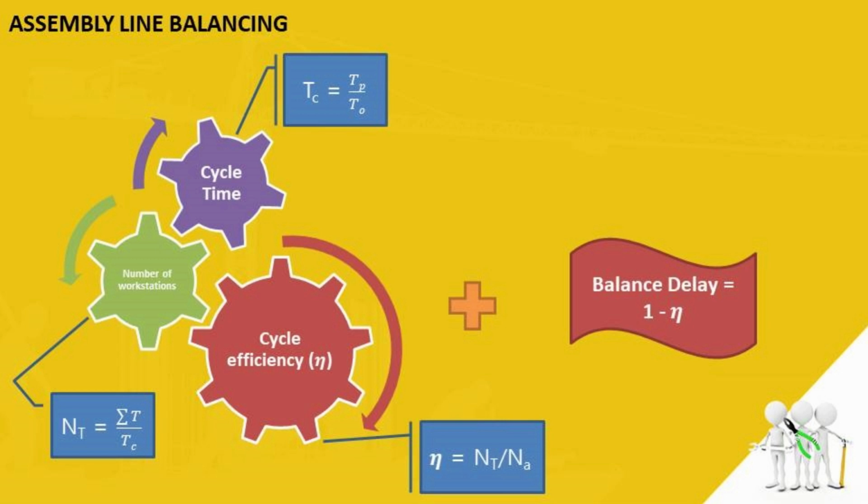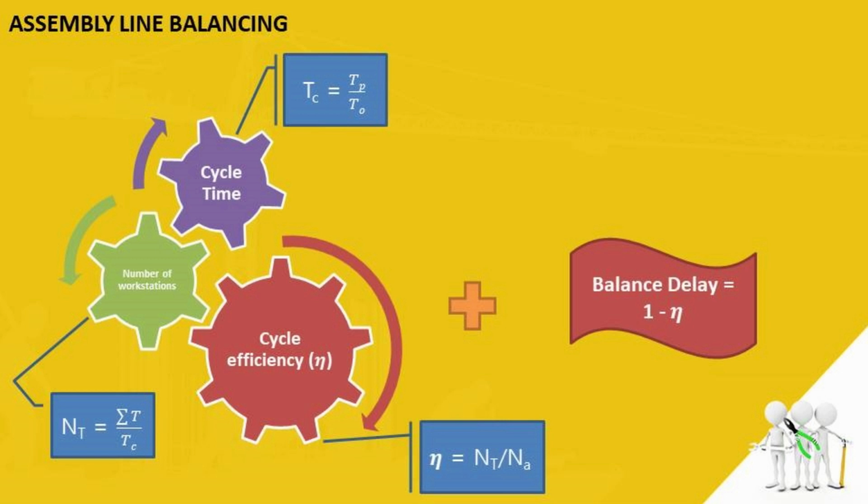Now you need to understand, only T represents the net cycle time and cycle time is given by T suffix C. The main objective of assembly line balancing can be comparatively viewed as to minimize the number of workstations, that is N suffix T, which is equivalent to maximizing the cycle efficiency eta.